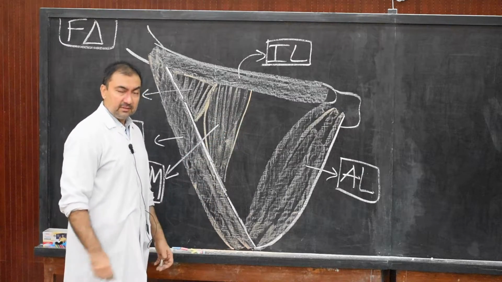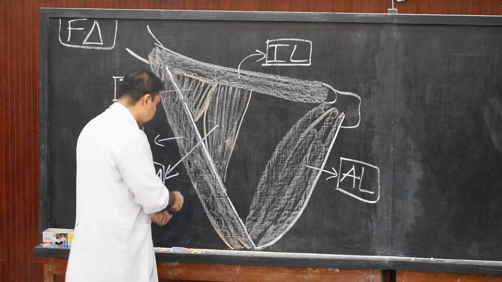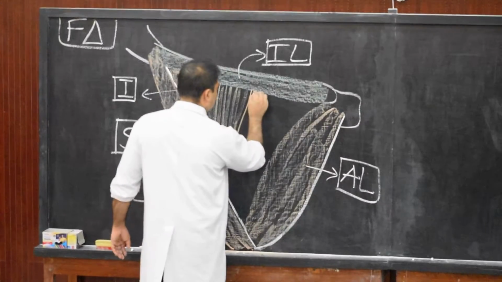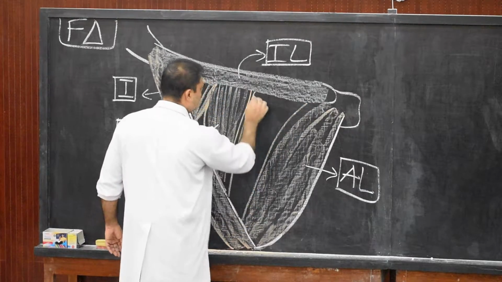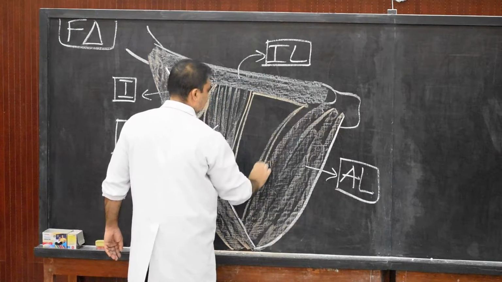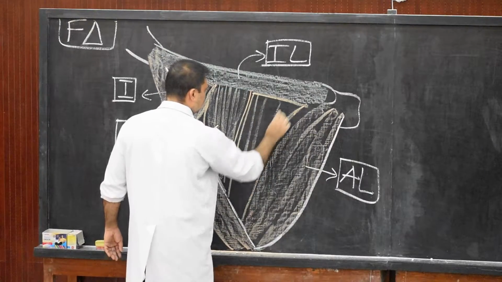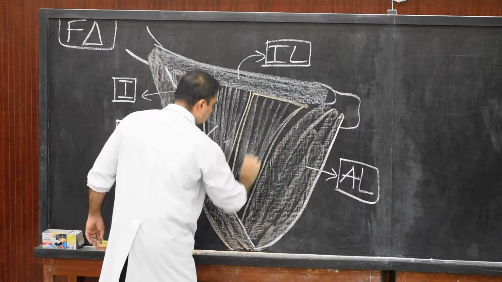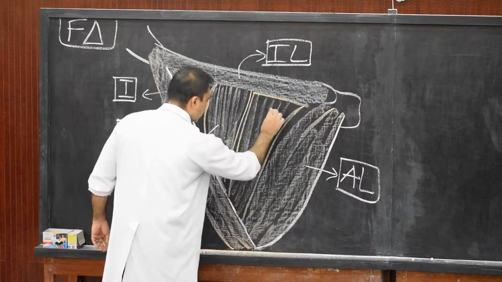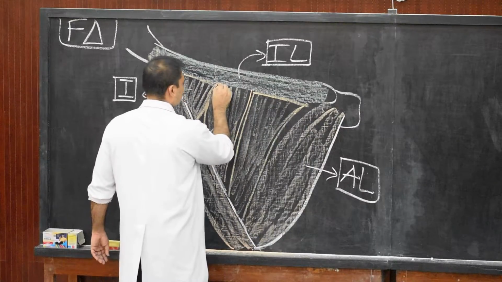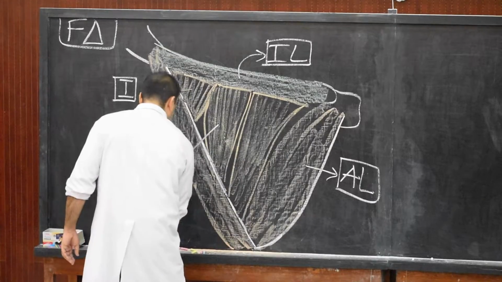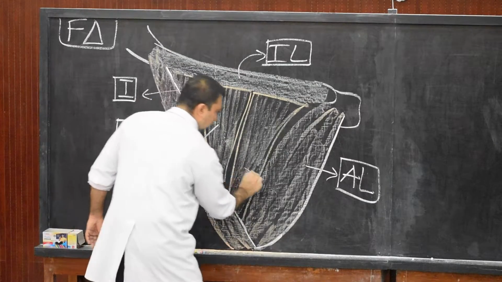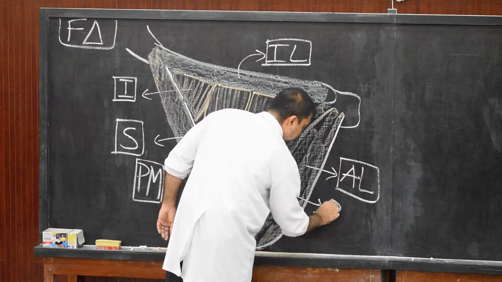Third muscle, medial to psoas major, pectineus muscle. So therefore here we are going to show the pectineus muscle, and this pectineus muscle will be located between psoas major and adductor longus muscle. So therefore this is pectineus, and we shall mark this muscle as pectineus.